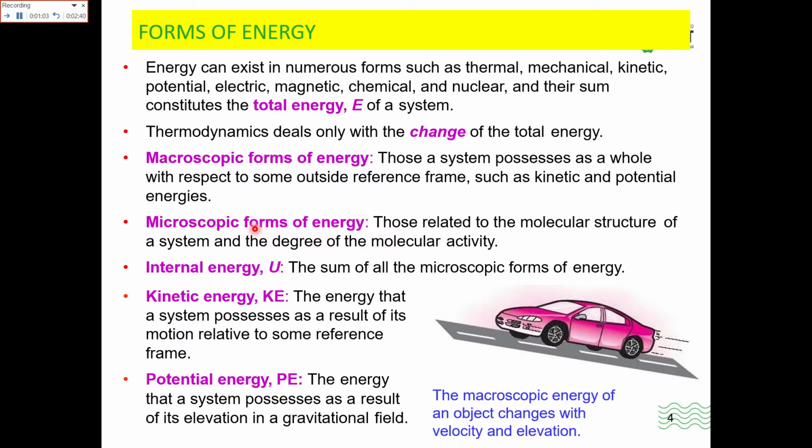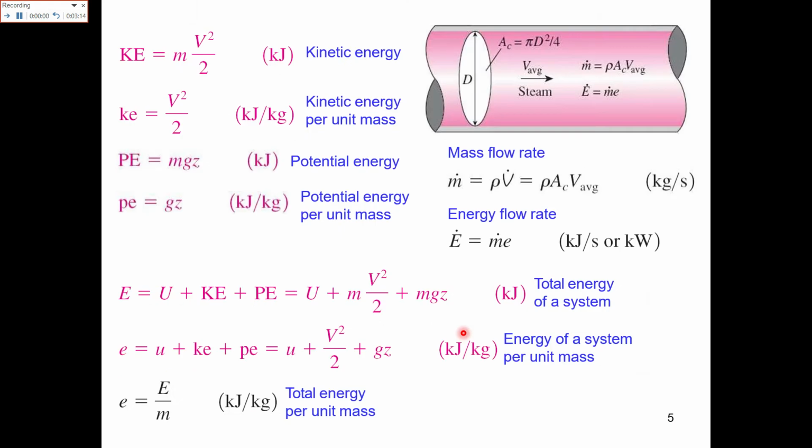contents of the system. Now the kinetic energy, KE, the energy that a system possesses as a result of its motion relative to some frame is known as the kinetic energy. So we can say that the kinetic energy of a system is basically due to the motion of the system, and the potential energy a system possesses as the result of its elevation or the gravitational field. So we can say that a system possesses the potential energy because of the height or because of the altitude of the system.